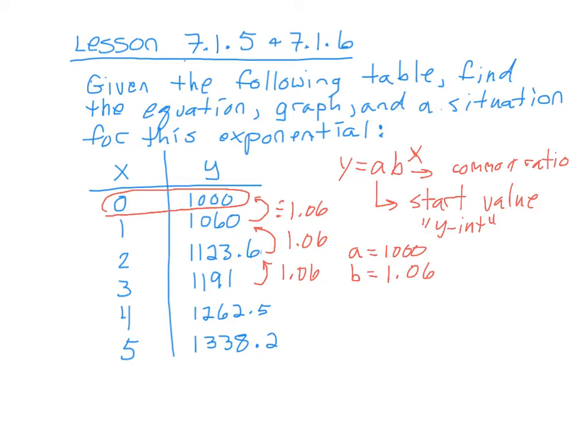All right, once I have both those values, I can create my equation. y equals 1,000, and then in parentheses I put my common ratio, 1.06, and I raise that to the x power. This is my exponential model for the data that was in the table. So now we have our equation. The next step would be to graph it.